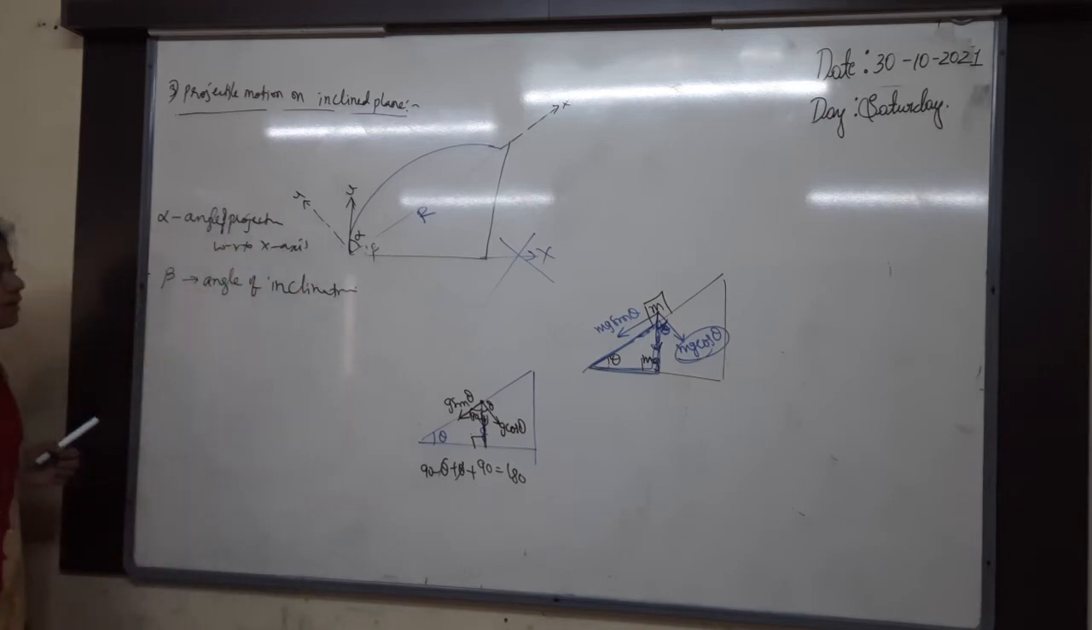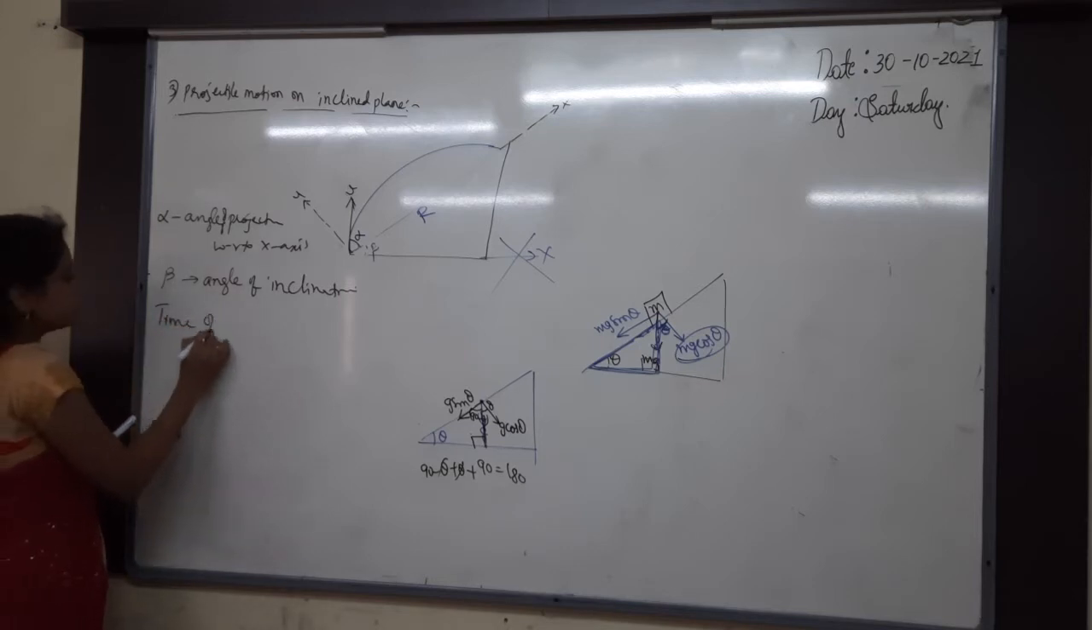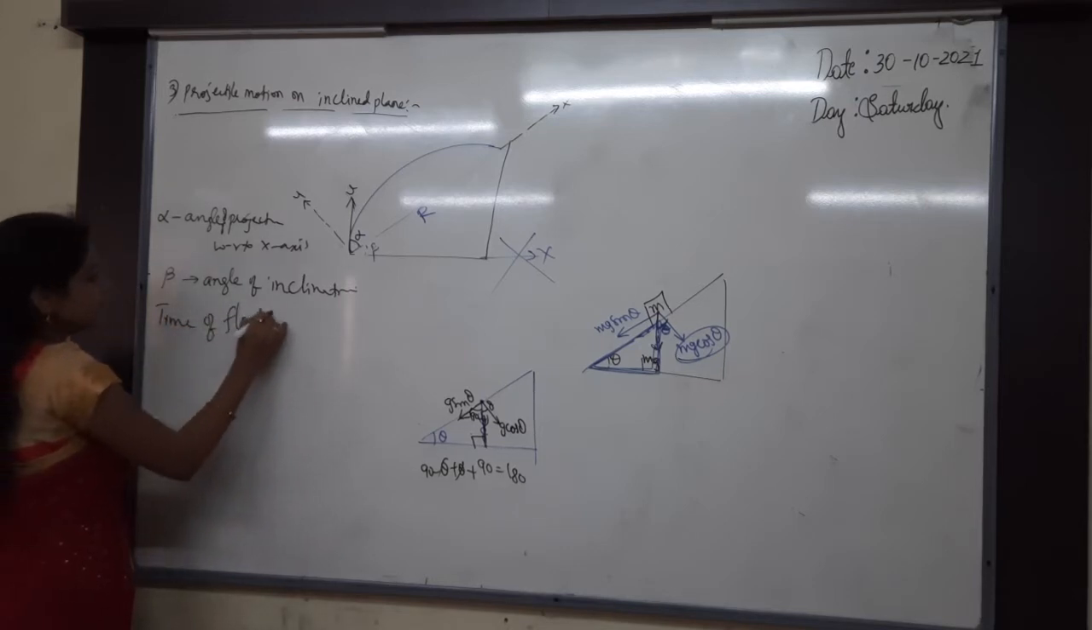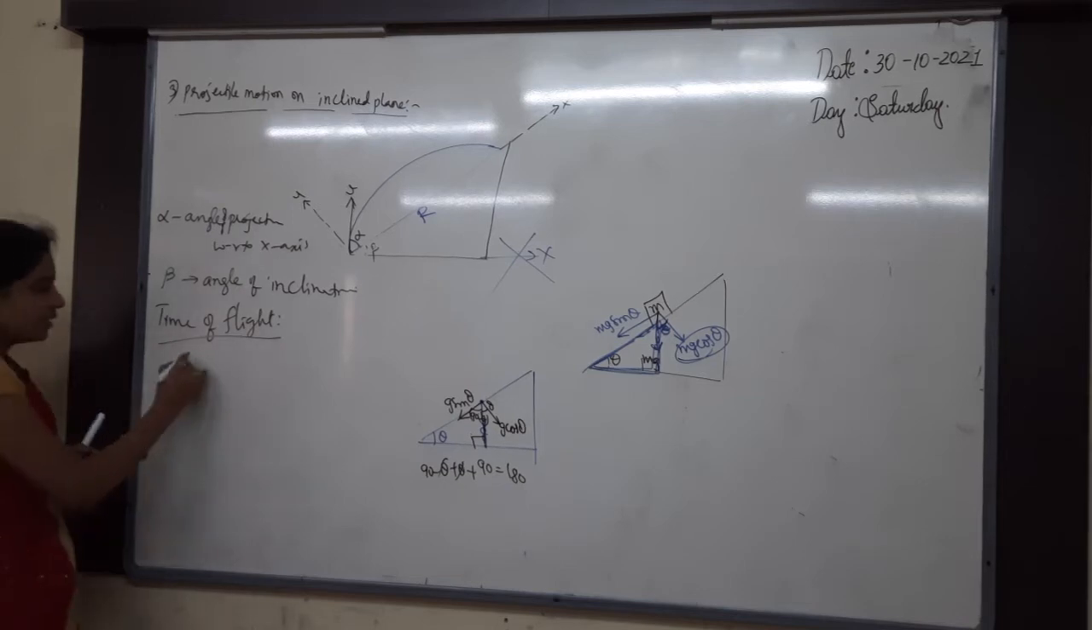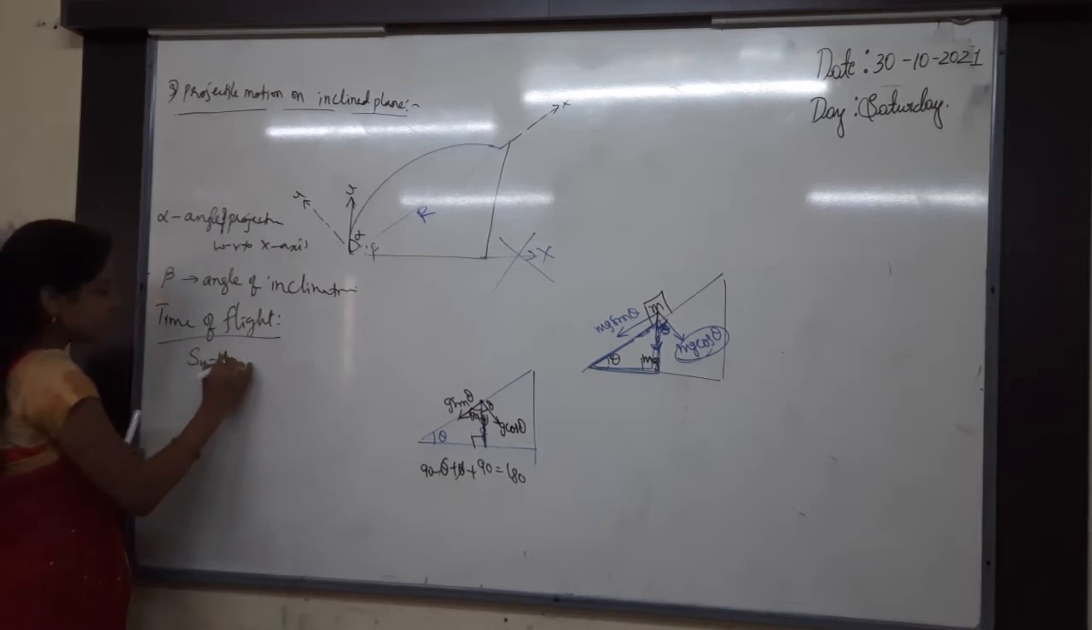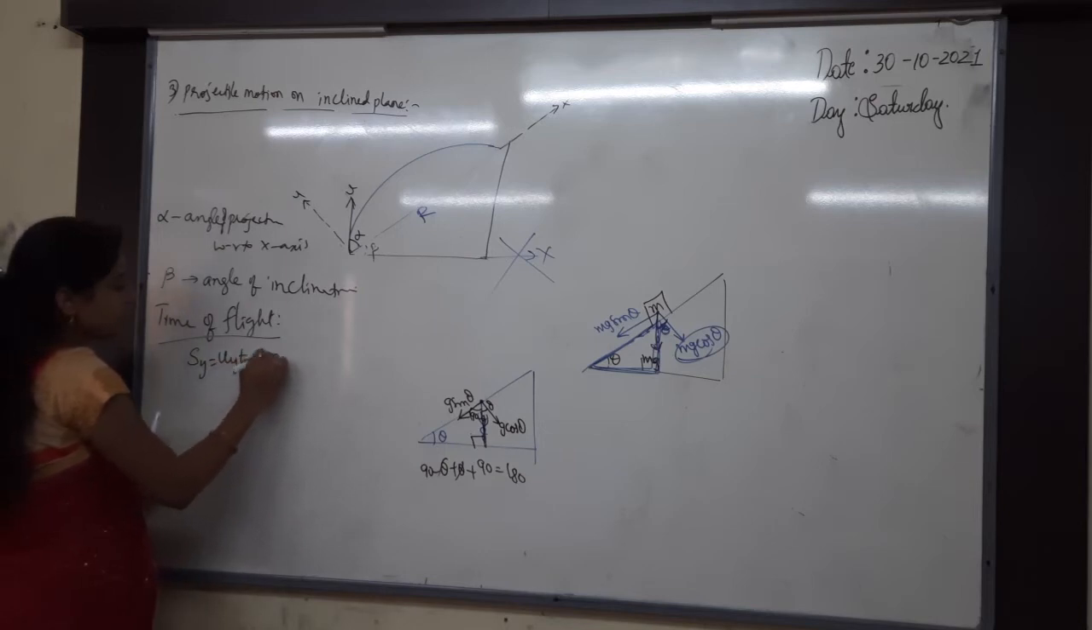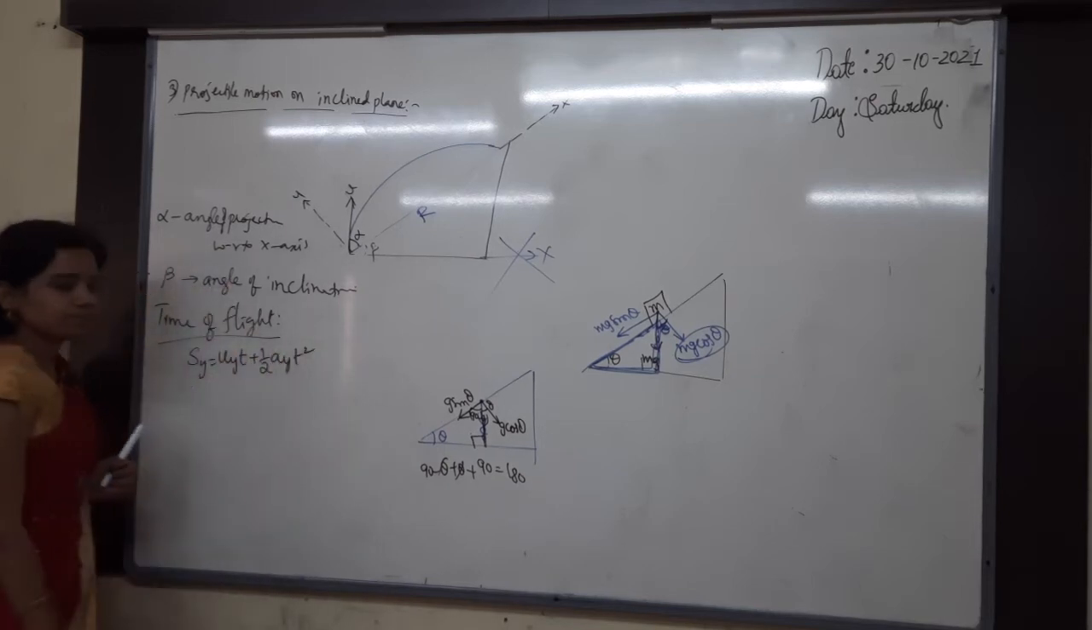Now first of all I want to take time of flight. For time of flight generally which formula will we take? Not 2u sin theta, but which axis will we take generally? The y-axis, where there is no displacement along the y-axis. Sy is equal to what is the formula we will take? ut plus half at square.